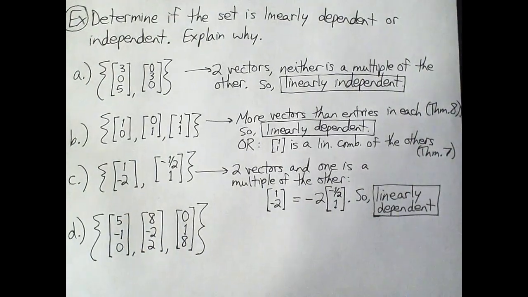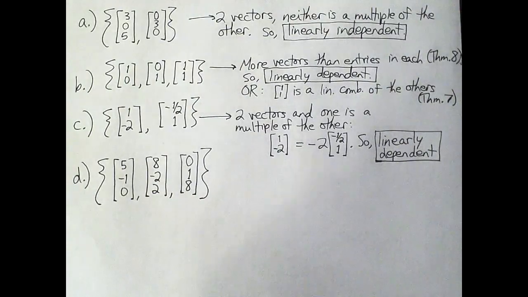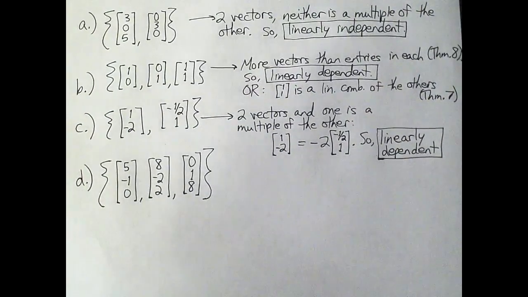All right, part D. So maybe we have a couple of options for part D. I guess this is 3 vectors, so we can't use the thing about only having 2 vectors. We can't use theorem 8 because we don't have more vectors than entries. The number of vectors and the number of entries is equal. So we can't use theorem 8.